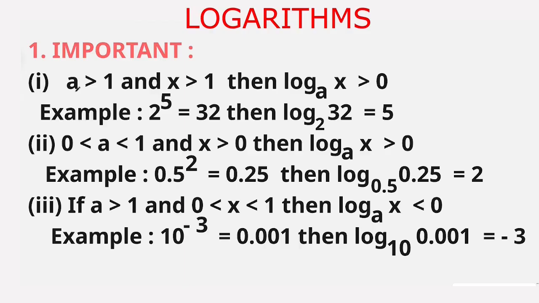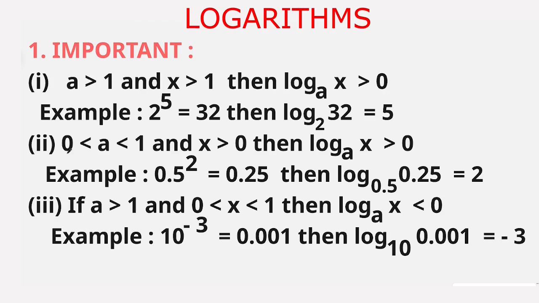Part 1. A is greater than 1 and x is greater than 1. Then log x base a is greater than 0. And the example for it is 2 to the power 5 equals 32. Here 2 is a, which is greater than 1. 32 is x, which is greater than 1. Then log 32 base 2 equals 5. That is, log x base a is greater than 0. Here 5 is greater than 0.